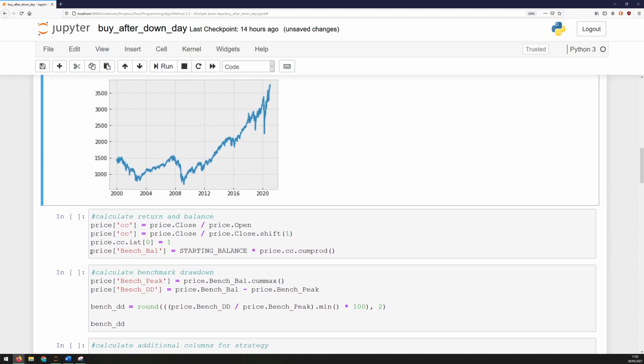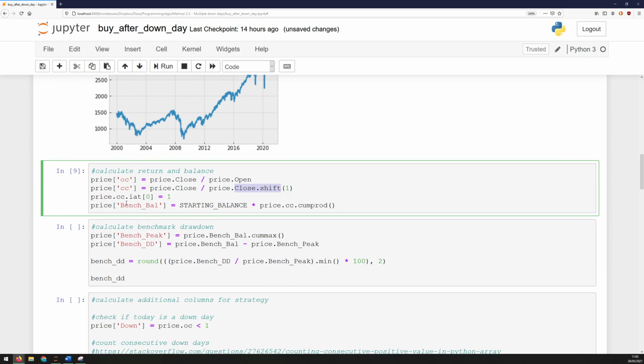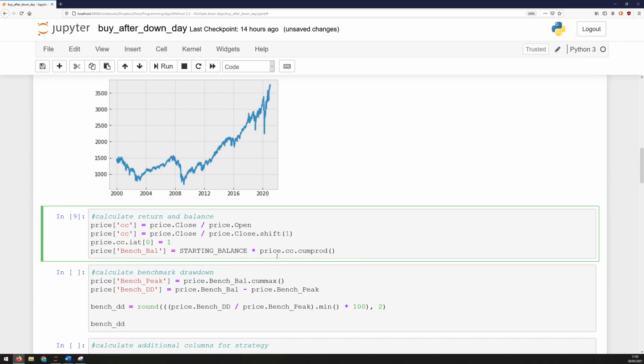Next, I start calculating some of the information from this chart. So I need a couple of different things. I want to know the open to close, and I want to know the close to close. Now these are going to be different because of overnight gaps. So this calculates my open to close by dividing today's close by today's open, but also calculates the close to close change by dividing today's close by yesterday's close. So with that done, I can then calculate the benchmark balance by using that starting balance of 10,000 and then multiplying it out by every day's close to close change.